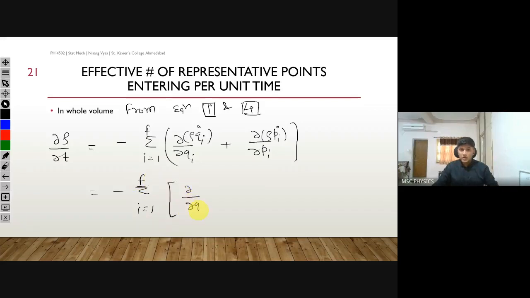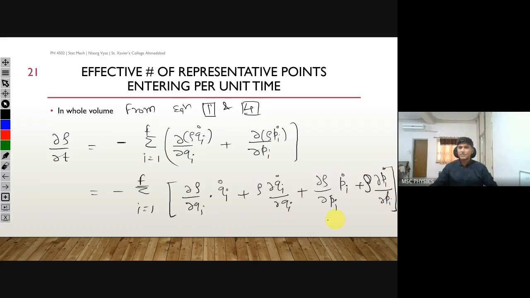So del by del Qi, I'm just using the law of multiplication. You are using rho into Qi dot plus rho into del Qi dot by del Qi plus del rho by del Pi into Pi dot plus rho into del Pi dot by del Pi. I'm just using simple mathematics.